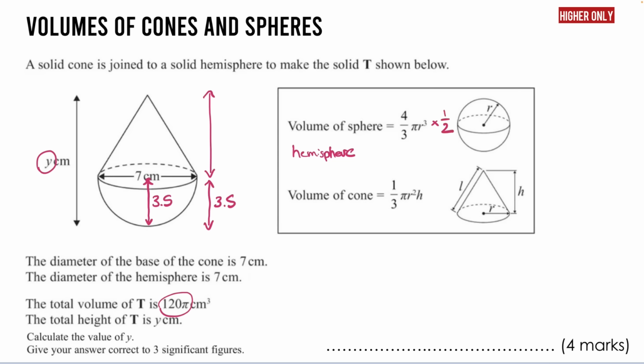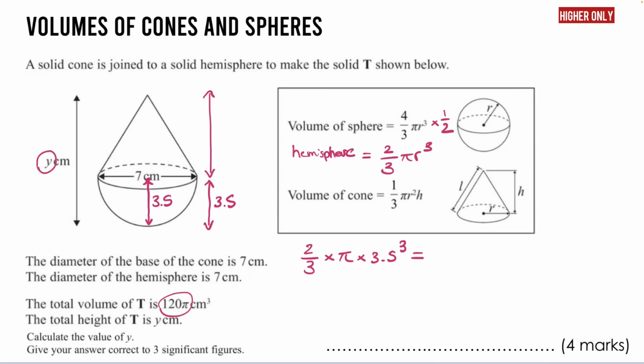If we times it by a half, instead of being 4/3, and you can do this on your calculator, 4/3 times a half is 2/3, of course, half of 4/3. So 2/3 pi r cubed. So we can use that straight away. So 2/3 times pi times 3.5 cubed. That's going to give us the volume of the hemisphere. So we can type that in, 2/3 times pi times 3.5 cubed.